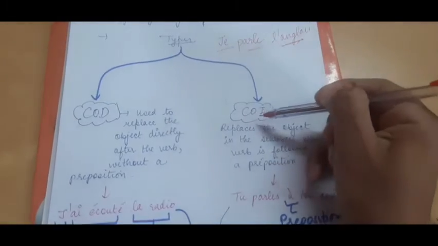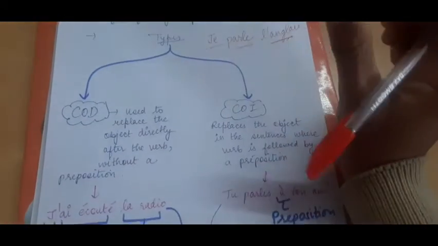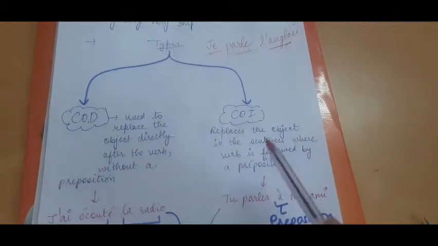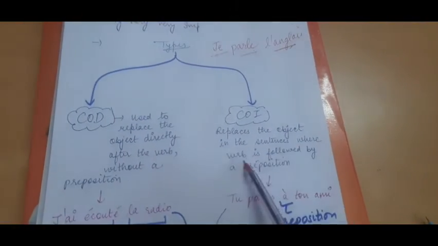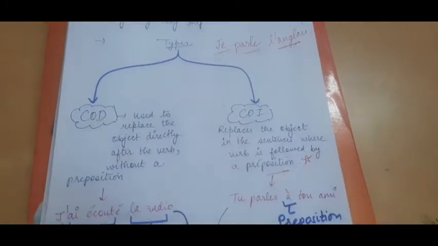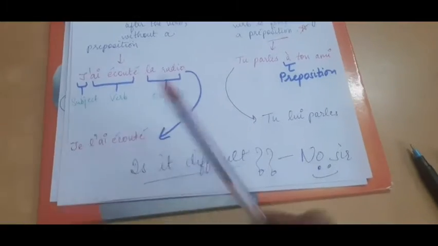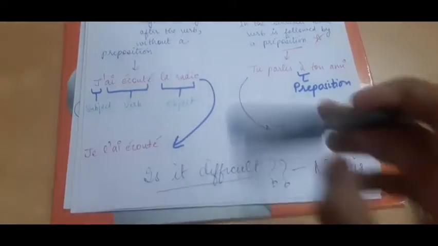But in COI, after the verb, you have a preposition. So COD replaces the objects in the sentences where the verb is not followed by a preposition, and COI where it is. Now I've got examples. Can you see the notes? They're so beautifully made for you all. So please read them properly.